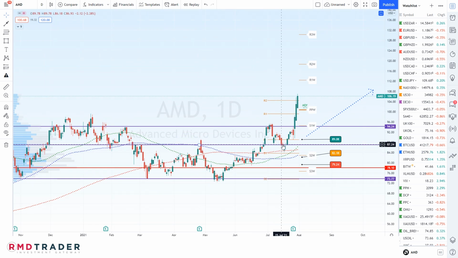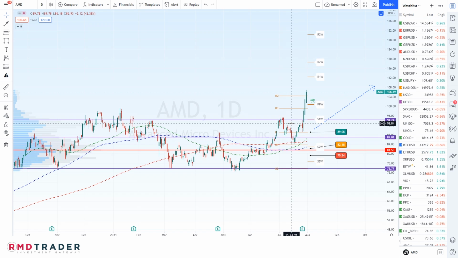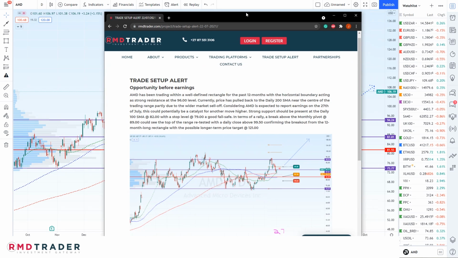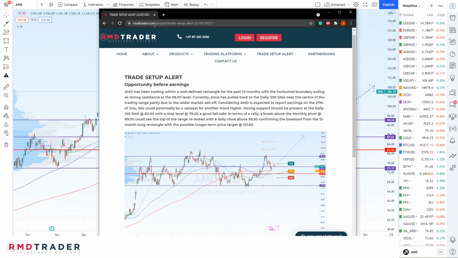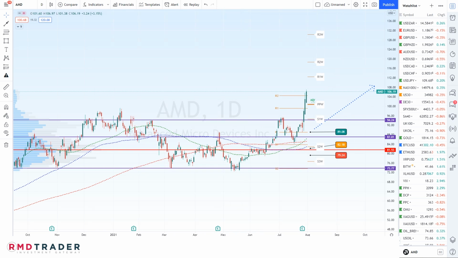Now, what if I told you that this 20% increase in this stock's value was actually sent out to our clients as a trade idea or a trade setup idea? So, before you think I might be making things up, here is a link to our website on rmdtrader.com where we put out this trade idea, and also why we were thinking that this might be a great opportunity for traders to get on board this trade with an excellent risk reward setup and potentially make some great gains.